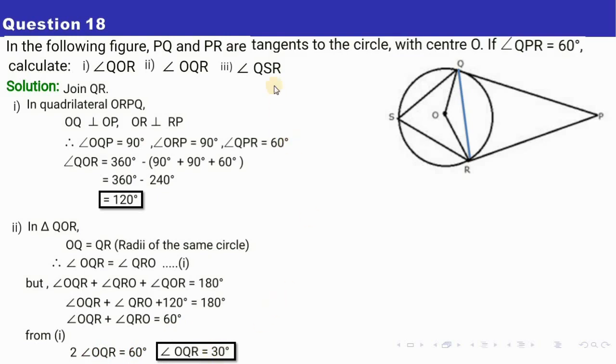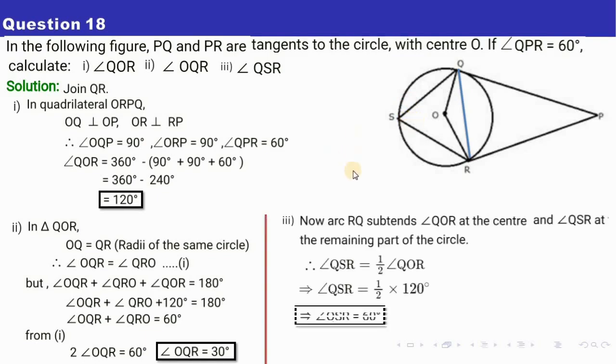All right, so let's see the last part, that is QSR. So QSR means we need to calculate this angle. Again, since we know this angle, it's very easy to find this angle, which was again done in an earlier part, right? So I'm again not going to explain this part. So your answer is going to be 60 degrees. So you may pause the video to note down.